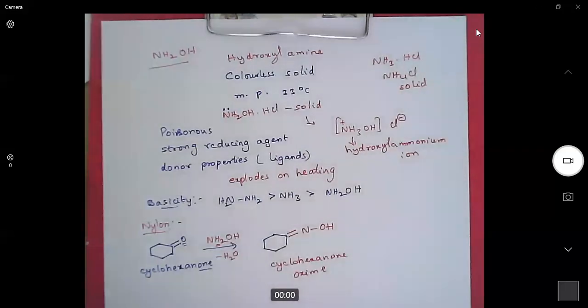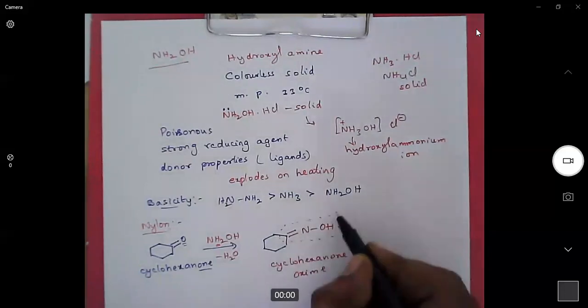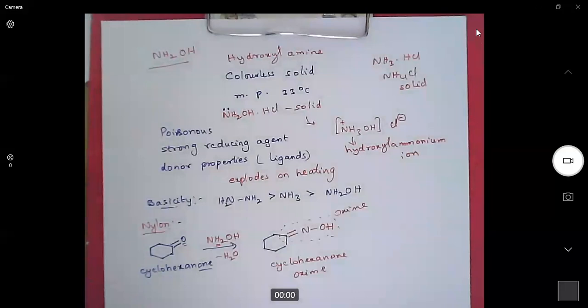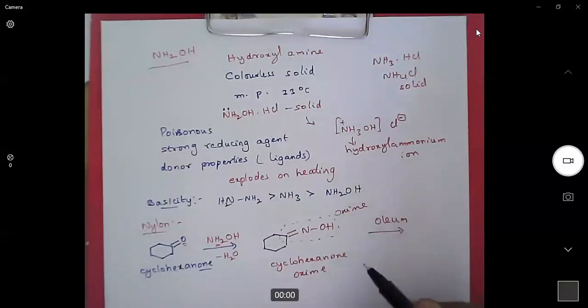What is an oxime? C double bond NOH. This functional group, C double bond NOH, is called an oxime. Next, when we treat this with oleum, what is oleum? Anybody know this? Oleum means sulfur trioxide dissolved in sulfuric acid. It is a very strong acid, even more acidic than sulfuric acid.